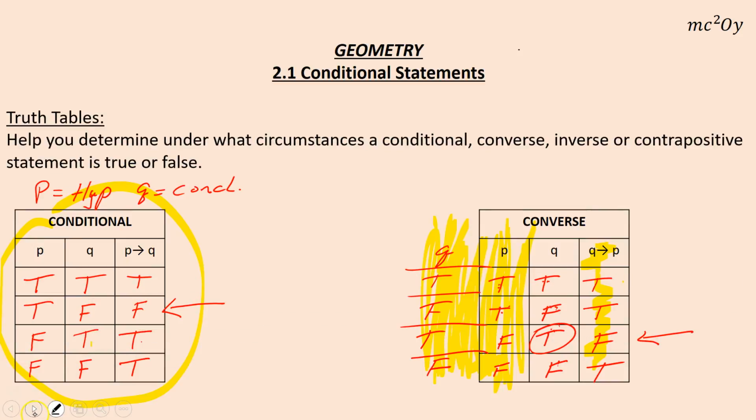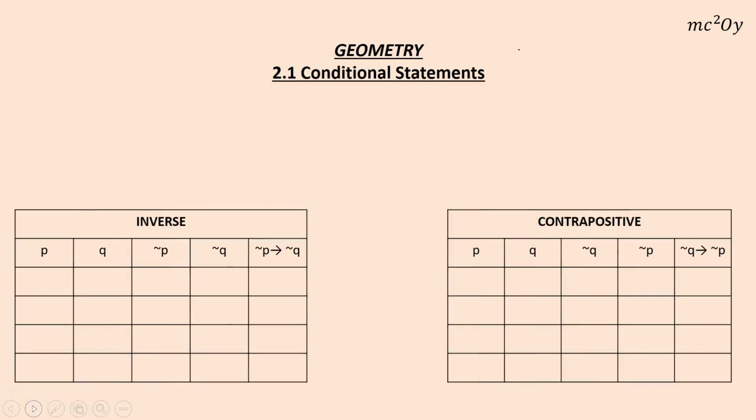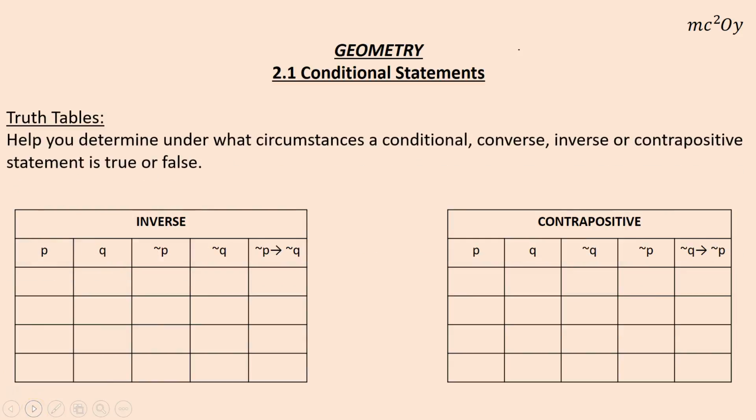Remember that. All right. So we're now going to move on to inverse and contrapositive. Once again, that's what our truth tables do. I am going to go ahead and fill in again my true, true, false, false for my conditional, and then my true, false, true, false. And then I'm negating them.